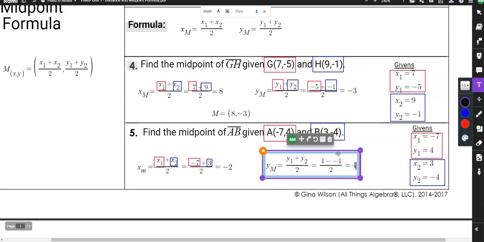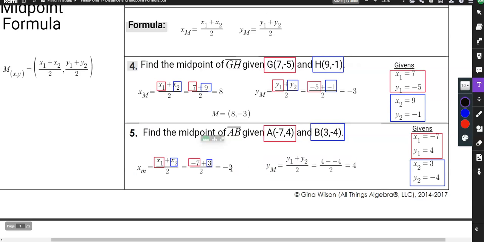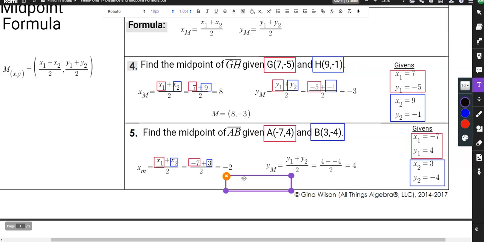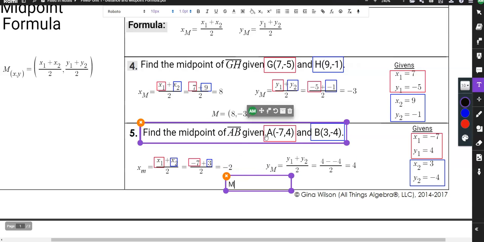Okay. All right, so now we have our x of the midpoint and our y of the midpoint. So that tells me that the midpoint of this segment is going to be negative 2, 4.